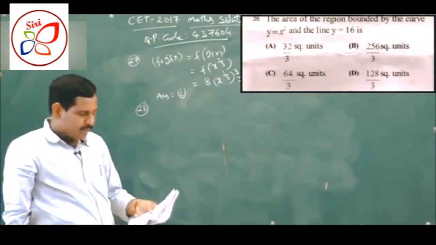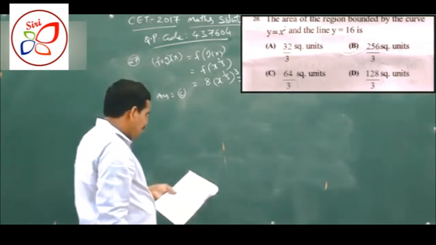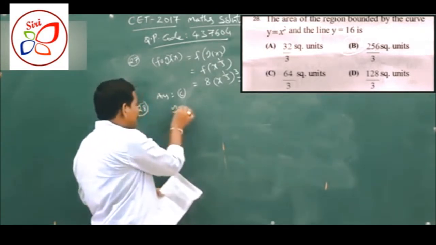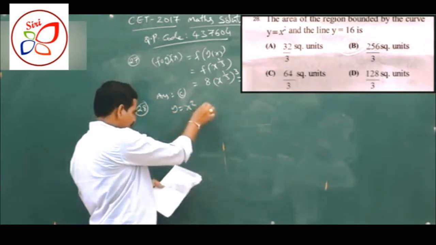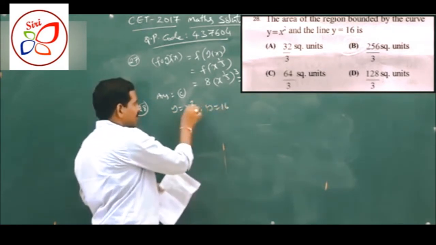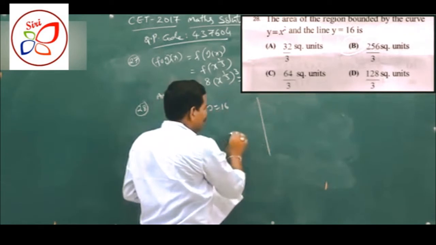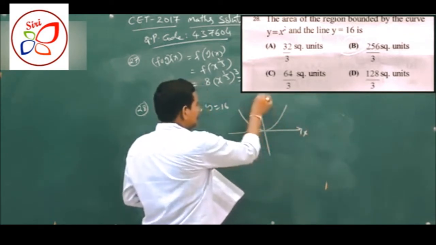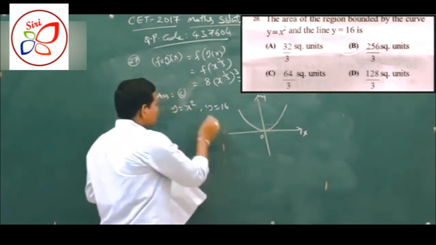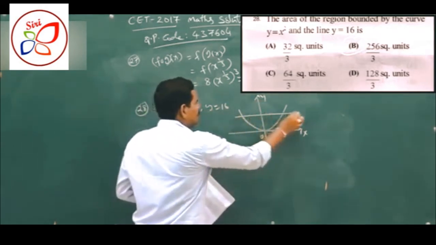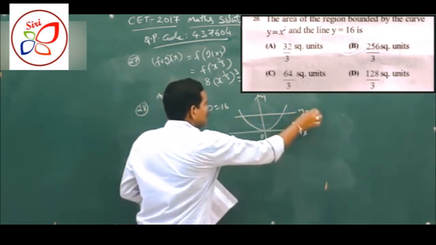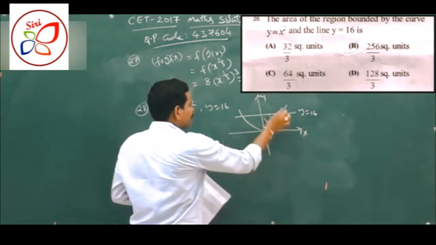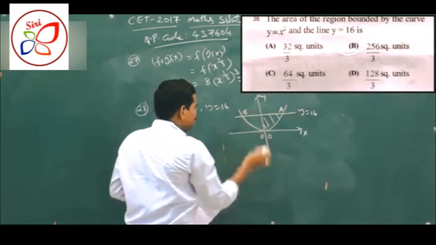28th. This is from areas. Area bounded by the region formed by the curves y is equal to x square and y is equal to 16. First one is an upward parabola, with x axis, y axis, origin. Second one is a horizontal line, y is equal to 16. Suppose this is A, this is B.